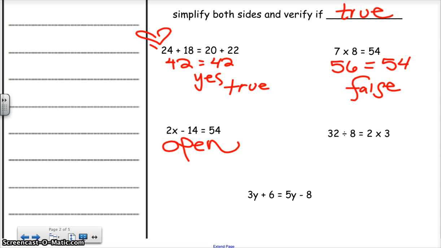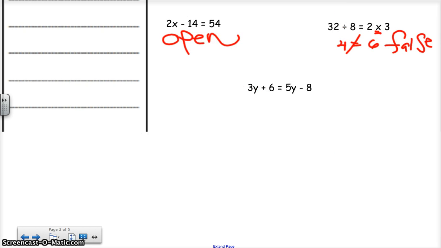Okay, 32 divided by 8 equals 2 times 3. Does 4 equal 6? No way. So I say it is false. Last example on this slide, 3y plus 6, does that equal 5y minus 8? Open. It's an open, I don't know. I could find a value because I know how to do my algebra. But at this point in my game, I would say it all depends. So I would say it's open.